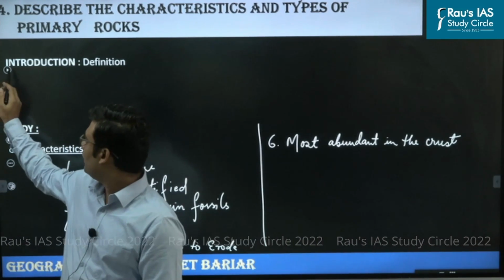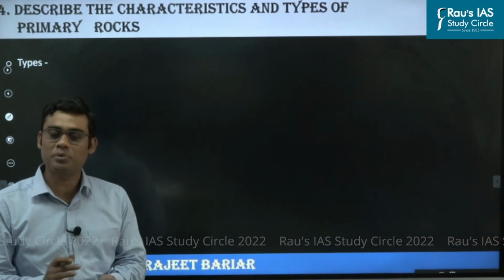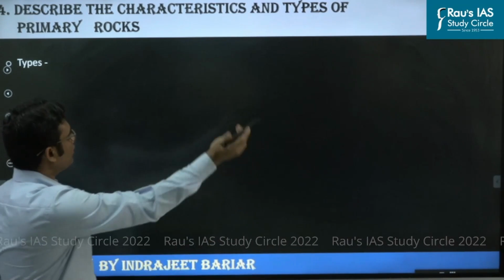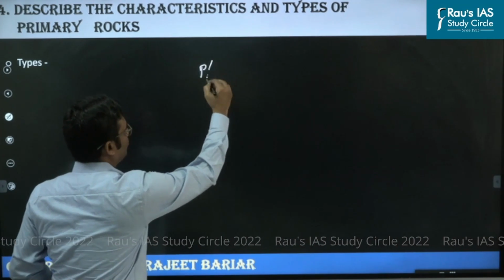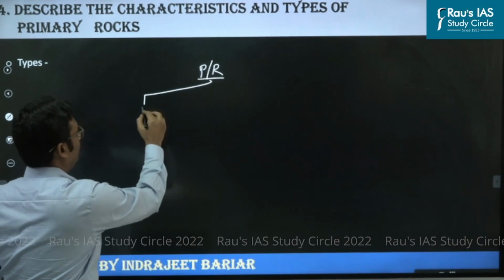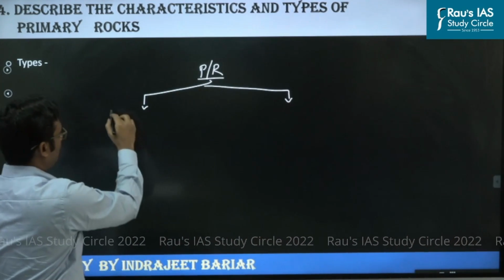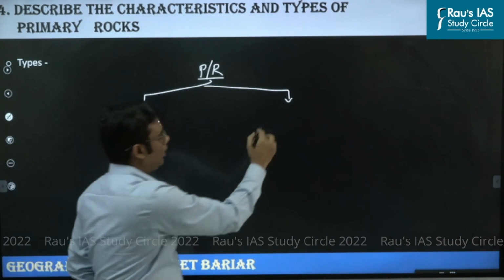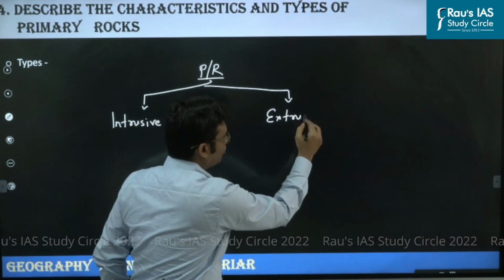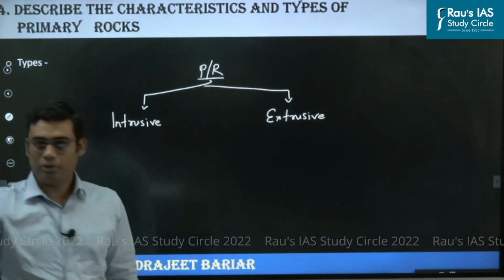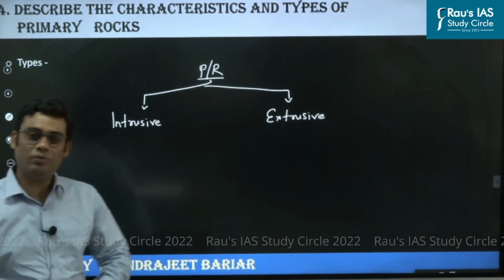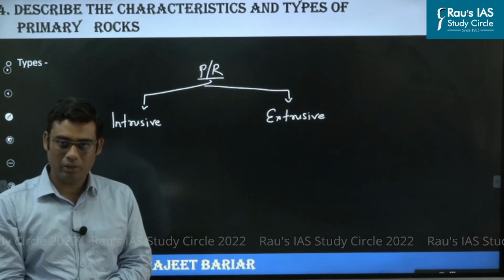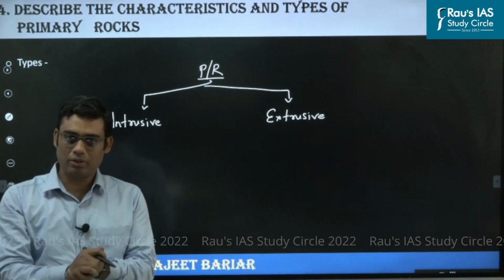Going beyond this, the next part of the answer is the types, which have been specifically asked in the question. So under the types, the igneous rocks or the primary rocks over here, we can identify them as of 2 different types. The one is intrusive igneous rocks, and the other is extrusive igneous rocks. Intrusive igneous rocks are the rocks which are formed within the surface of the earth, and extrusive are those formed on the surface of the earth.